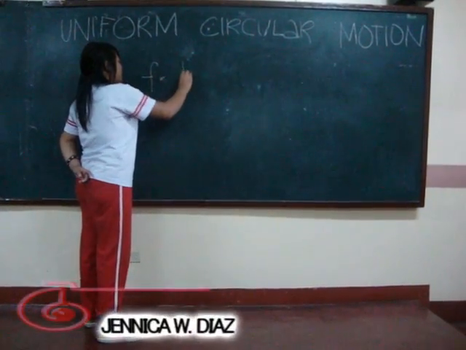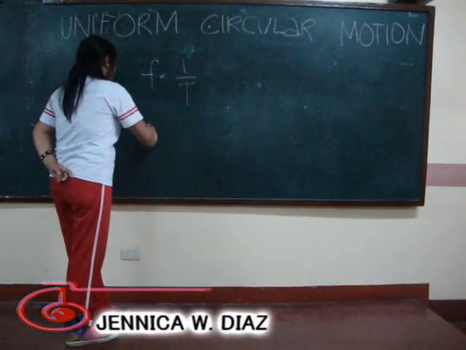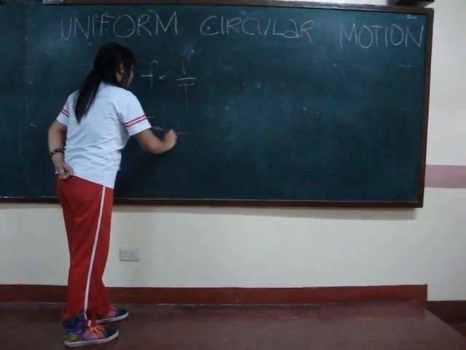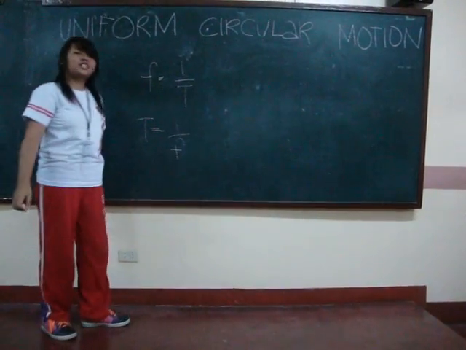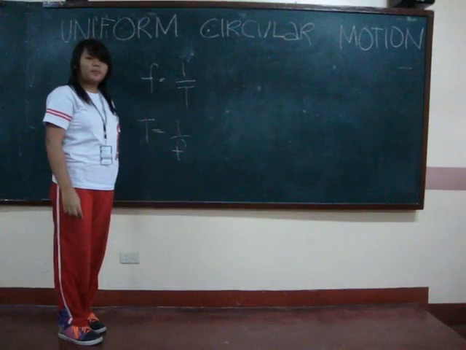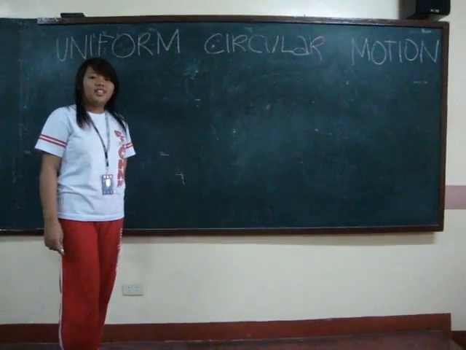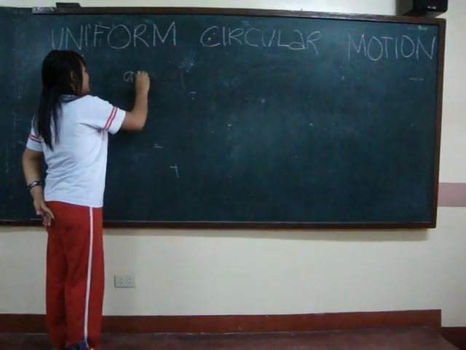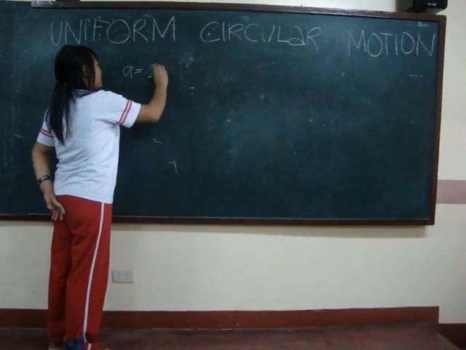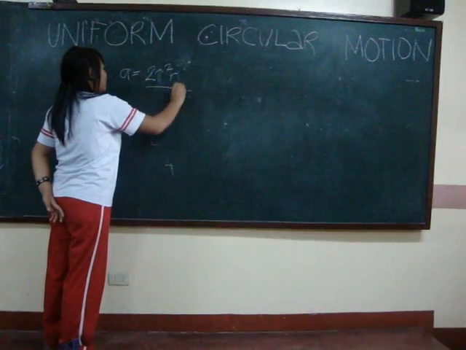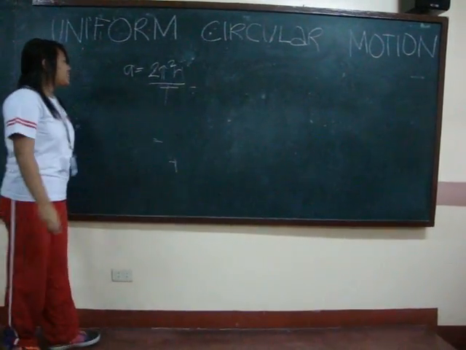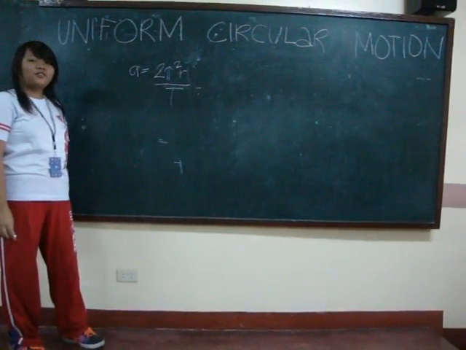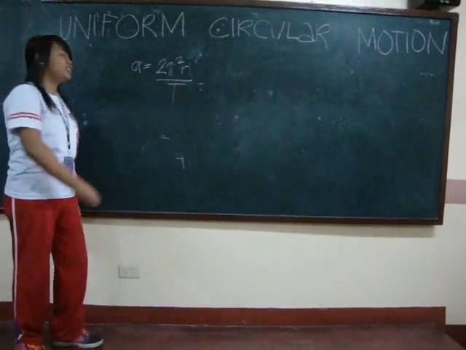F is equal to 1 over T, and T is equal to 1 over F. F stands for frequency and T for period. The three major formulas are: a is equal to 2 pi squared R over T. a is for acceleration, R for radius, and T for period.